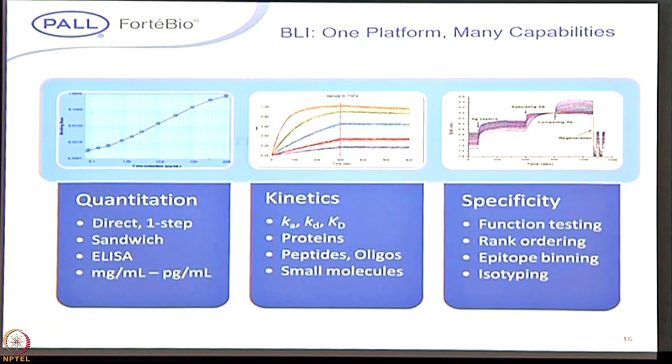Apart from specificities, you can do functional testing, for example with respect to Fc gamma interactions, where people are working in drug discovery. You can do rank ordering when doing hybridoma screenings with a large mAb panel, where you can tell which is the best antibody to bind to the target, based on the off rate of the molecules. And for epitope binning, we have dedicated software. You can screen where exactly your molecules bind.